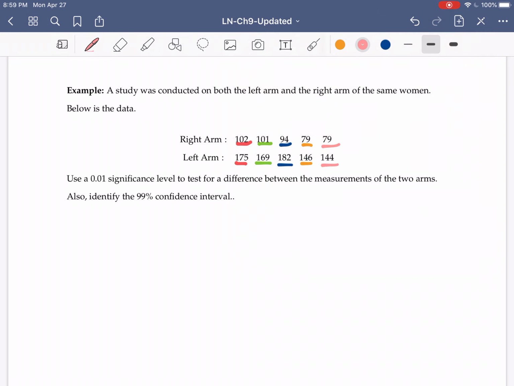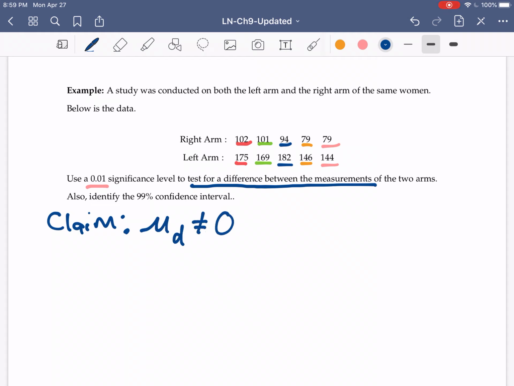We want to use a 0.01 significance level to test for a difference between the measurements. So here the claim would then be, this one's harder to identify, the claim is that there is a difference. So on average, there is a difference. The mean is not 0. And then the opposite is that on average, there's no difference.